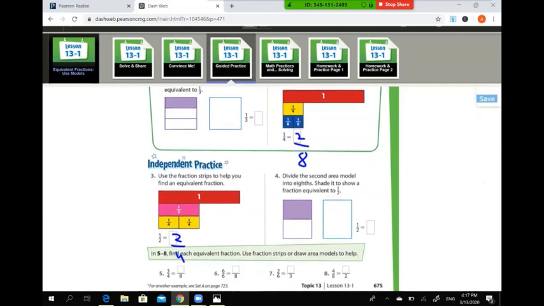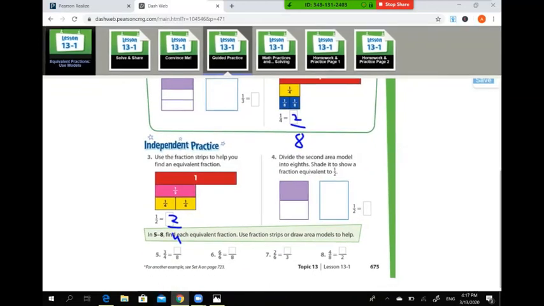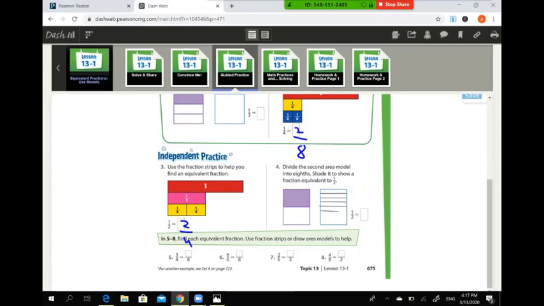I will draw it again. 1, 2, 3, 4, 5, 6, 7, and the last line is 8. So here we divide into 8 parts.